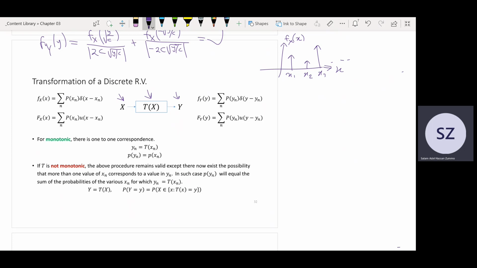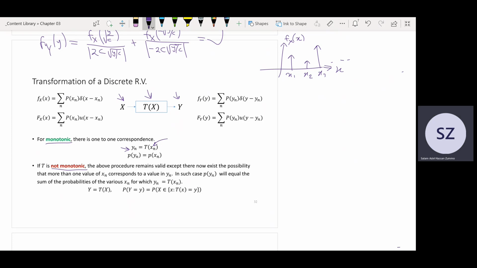Now we have two cases here, monotonic and non-monotonic. Monotonic means, again, regardless of decreasing or increasing, for every xn there will be only one image in y.